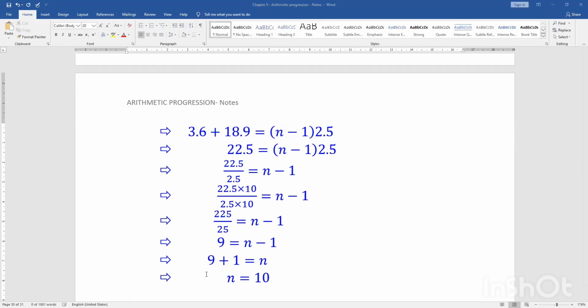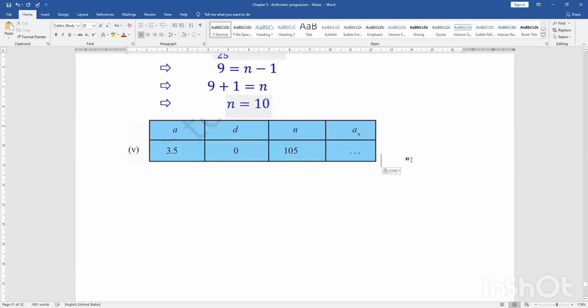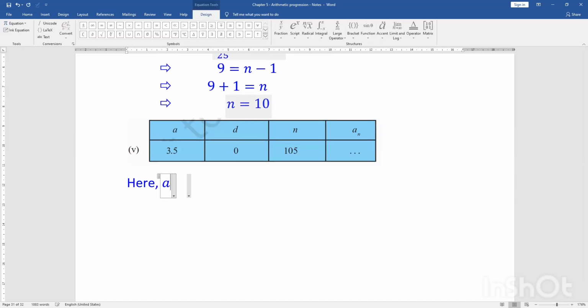Now I move on to the fifth question. Here we have A equals 3.5. Then we have D equals 0. Then we have N equals 105. And I need to find out AN, correct?